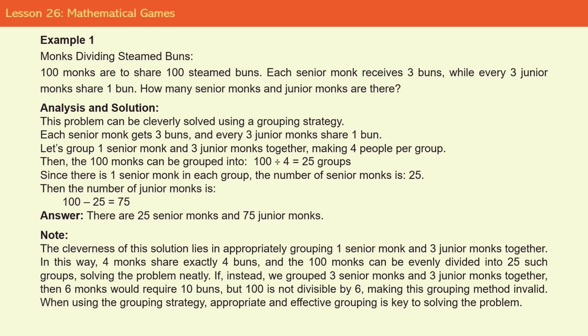The cleverness of this solution lies in appropriately grouping 1 senior monk and 3 junior monks together. In this way, 4 monks share exactly 4 buns, and the 100 monks can be evenly divided into 25 such groups, solving the problem neatly. If, instead, we grouped 3 senior monks and 3 junior monks together, then 6 monks would require 10 buns, but 100 is not divisible by 6, making this grouping method invalid. When using the grouping strategy, appropriate and effective grouping is key to solving the problem.